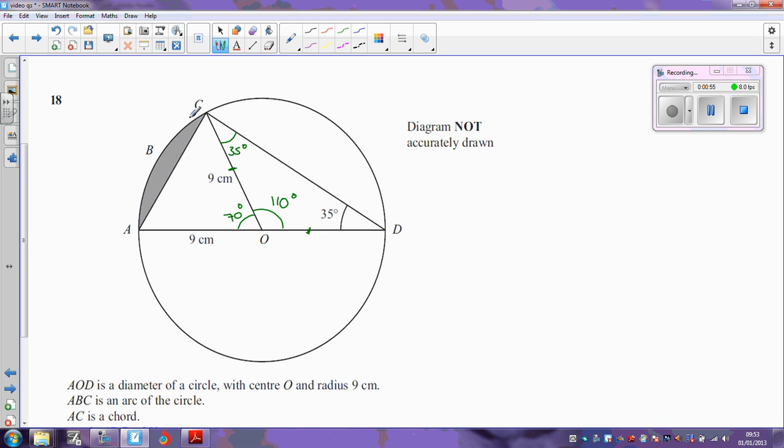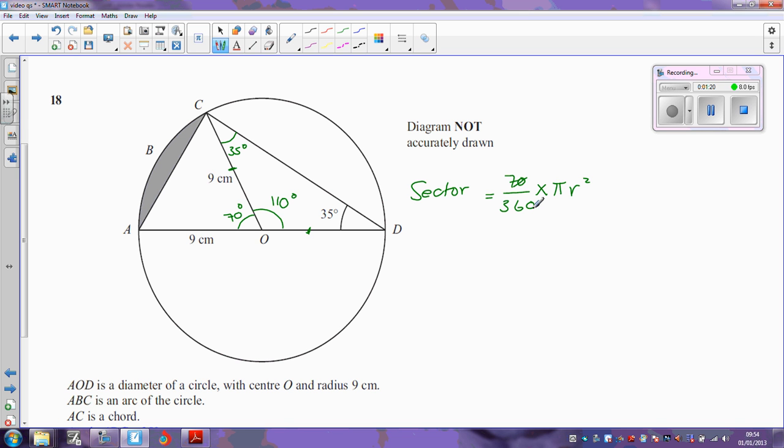Okay, now let's find the area of this sector. The area of the sector is going to be, as usual, the angle here, so 70 over 360, because the sector is 70 360ths of the area of the whole circle, and I'm going to multiply that by the area of the whole circle, in other words, pi r squared.